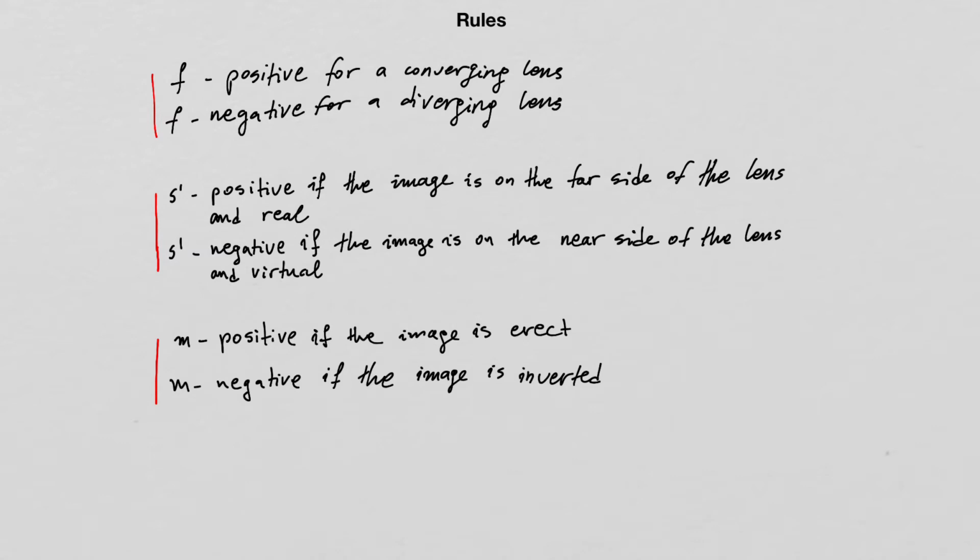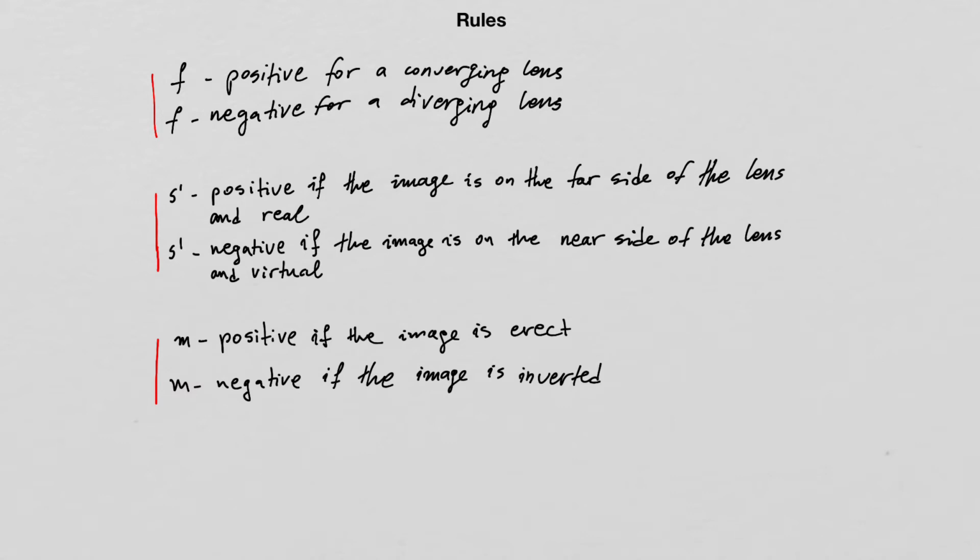So those two rules mean that if the image distance is a positive number, then the image is on the far side, as I already said, but also it means that the image is real. In other words, if we place a screen on the far side of the lens, we will be able to see the image of the object on that screen.